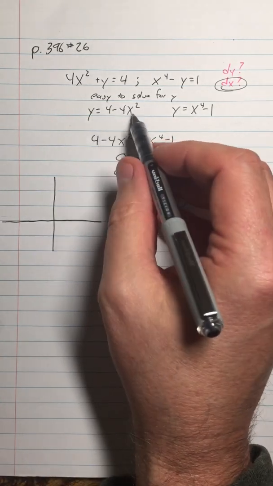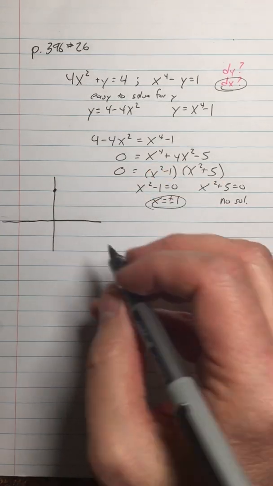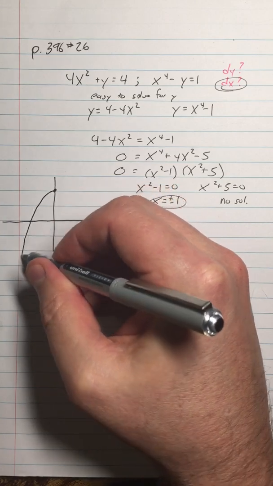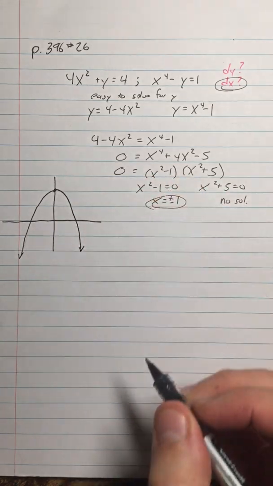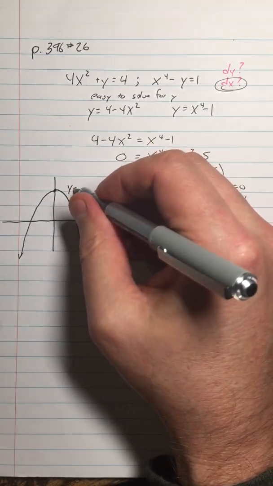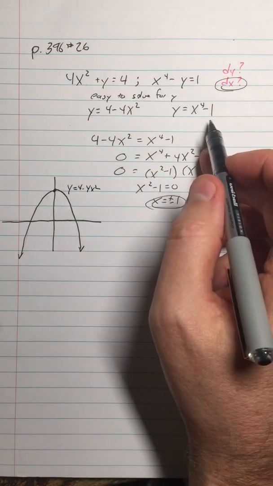I know what y equals 4 minus 4x squared looks like. That's a parabola facing down. The x-intercepts are 1 and -1. Hey, that happens to be our intersection points. That won't always be the case, but it happens that the intersection points are the same as the x-intercepts. So these graphs share x-intercepts. This is our y equals 4 minus 4x squared up here. And the other one is x fourth minus 1.